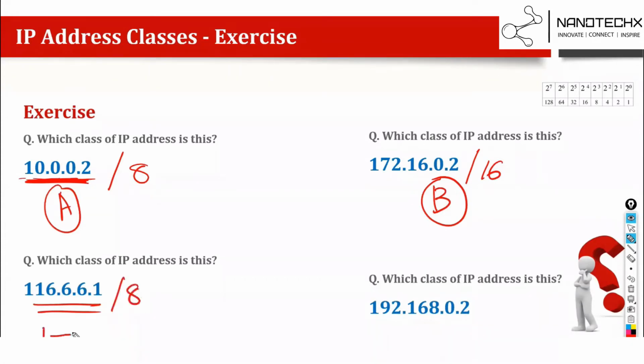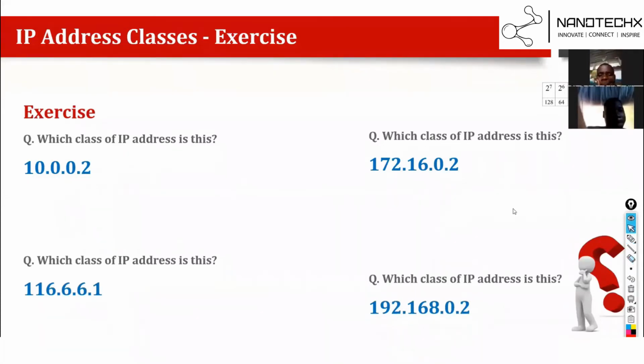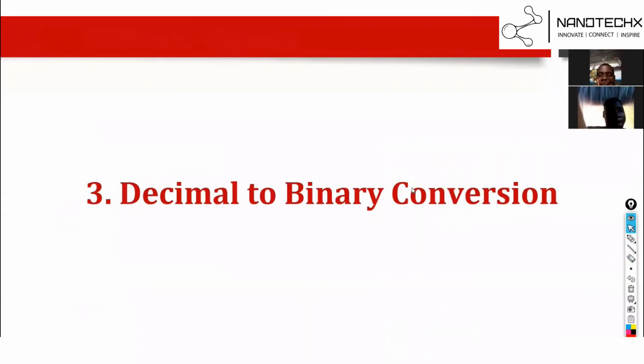And then 192.168 is class C, because from 192.0 up to 223 is class C. So it means this is class C and it should have /24. Very good. So you guys can identify easily. This was about IP classes. The people who were asking questions about classes, is there any further question, guys?